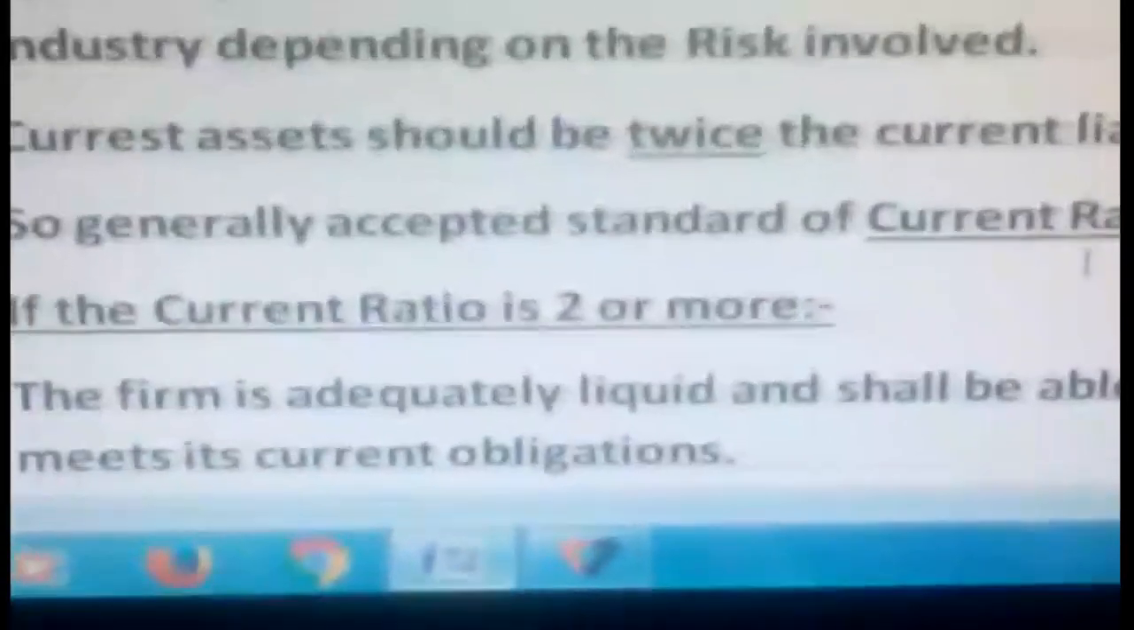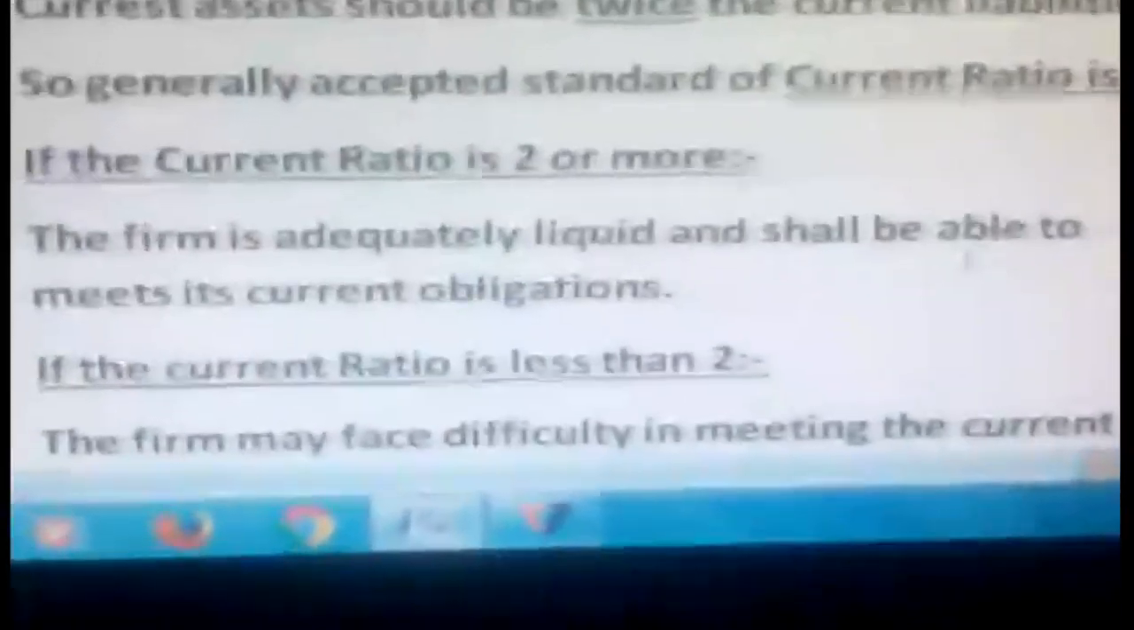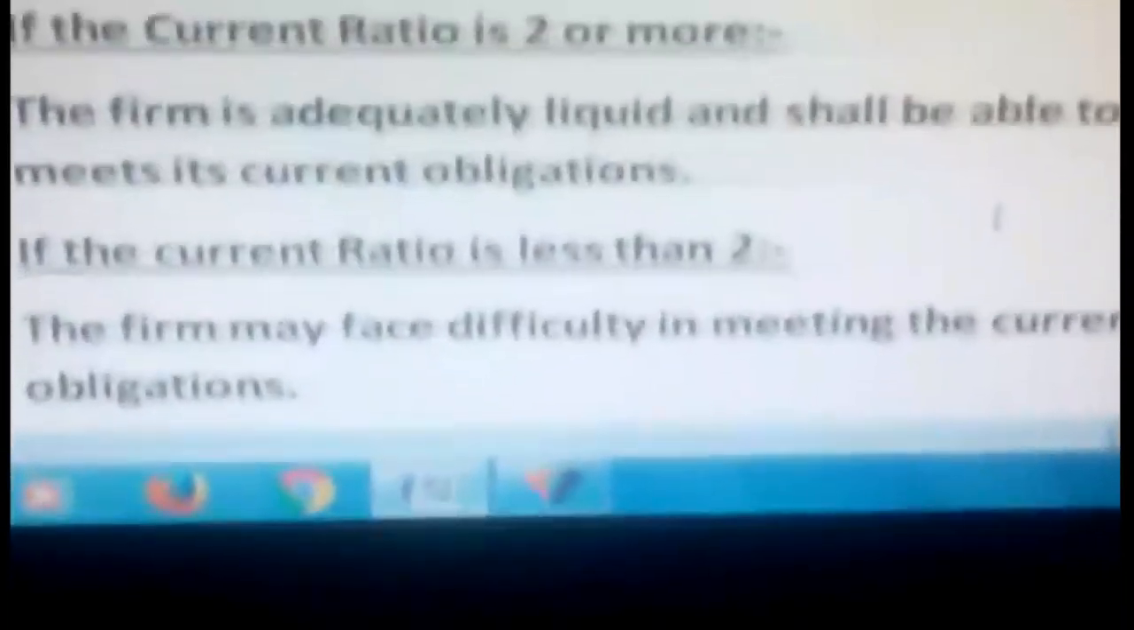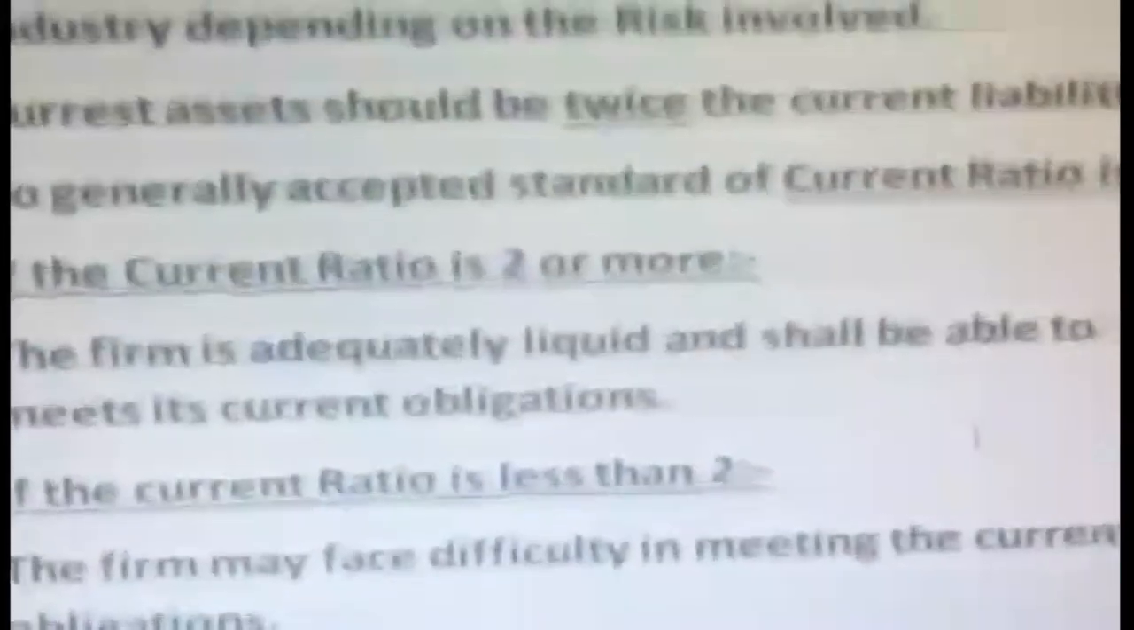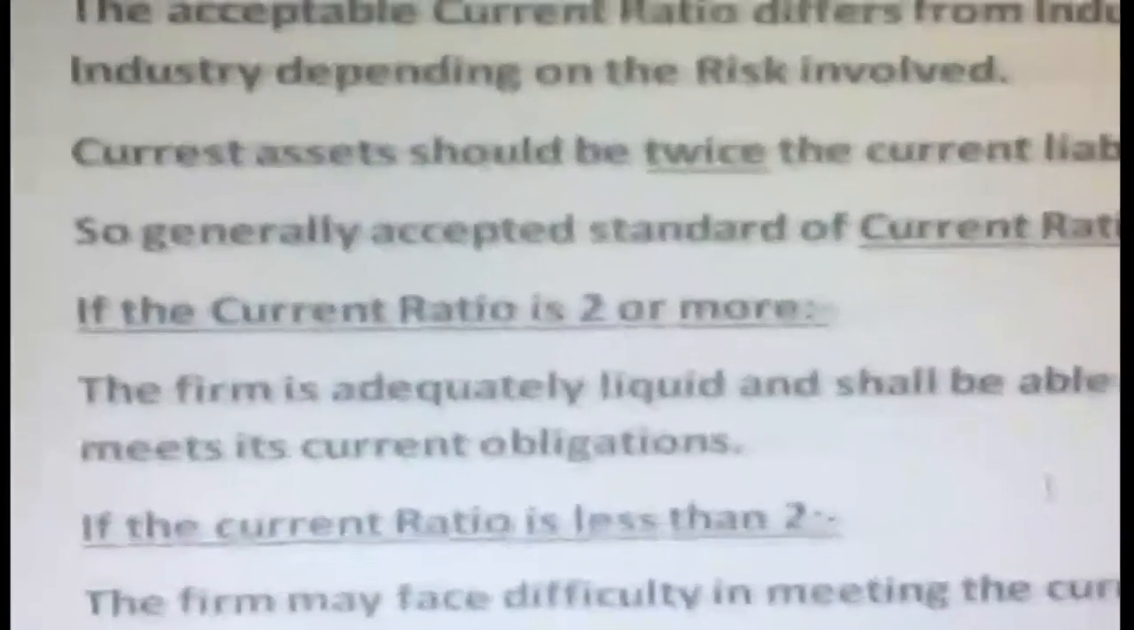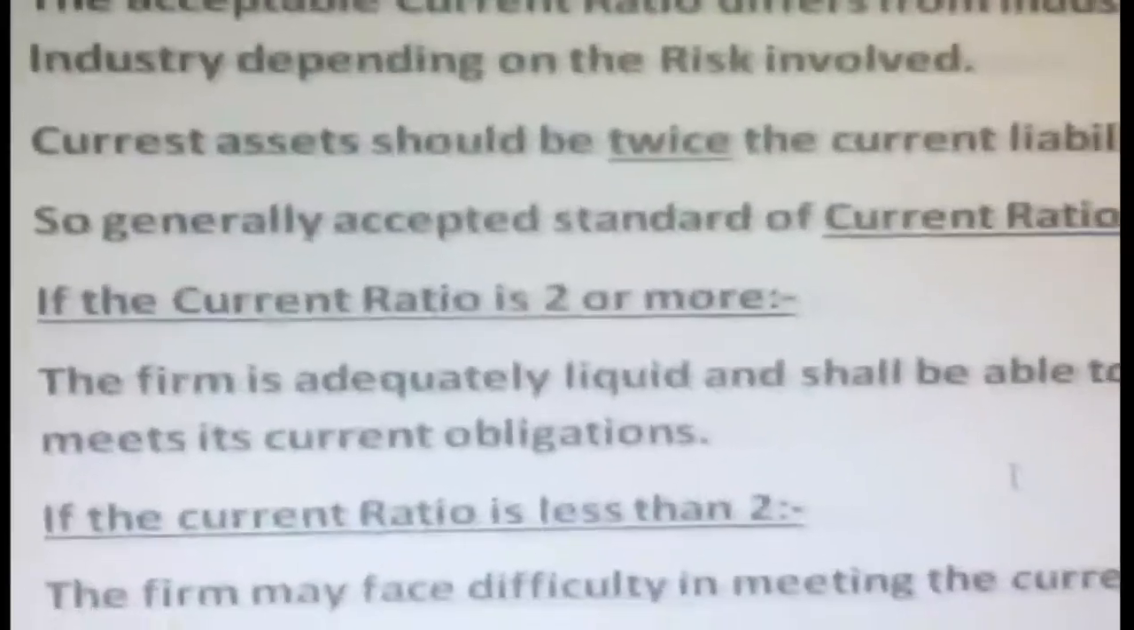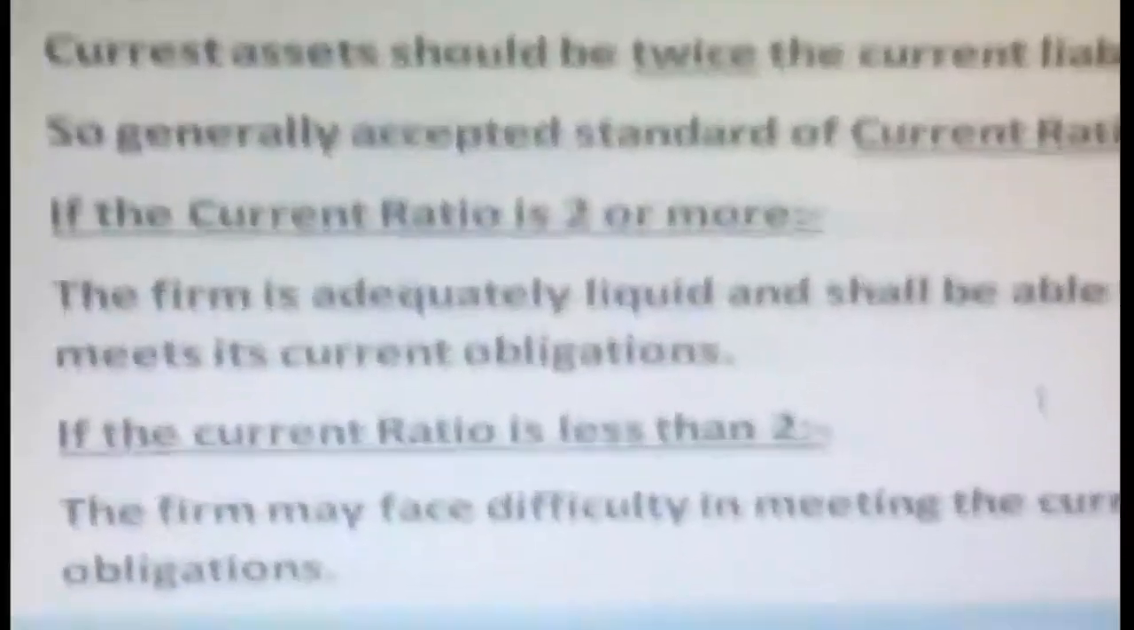If the current ratio is 2 or more, you can say our firm is adequately liquid and will be able to meet its current obligations. That is the idea behind it. Suppose the current ratio is less than 2, then naturally the firm may face difficulty in meeting its current obligations, that is, the day-to-day activities. You should be very careful: current assets to current liabilities should be 2:1. That is the standard equation. So this problem is over.